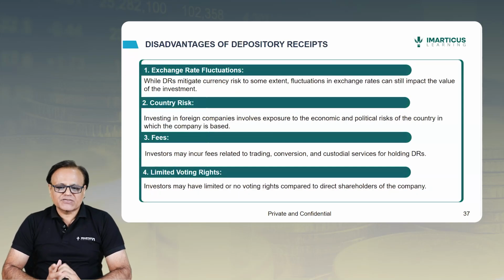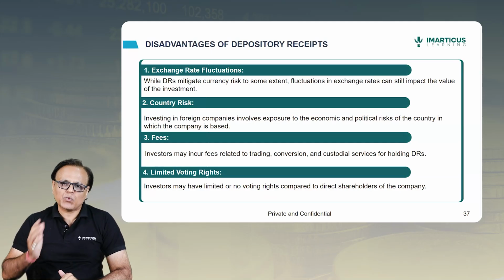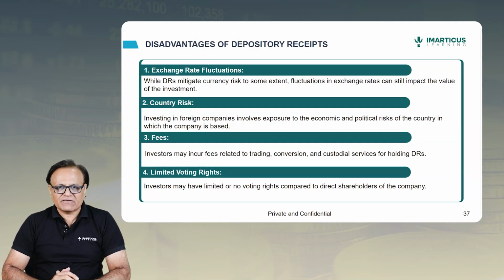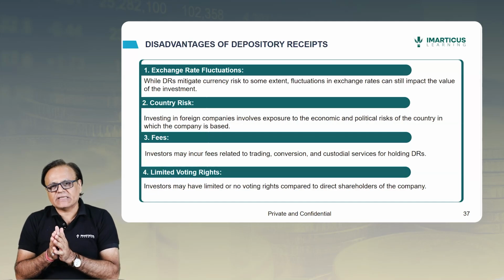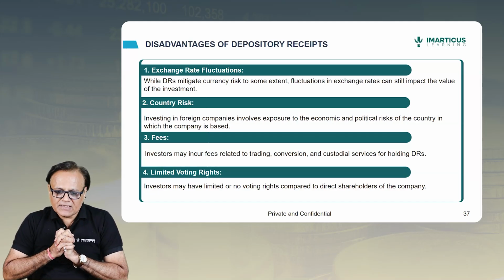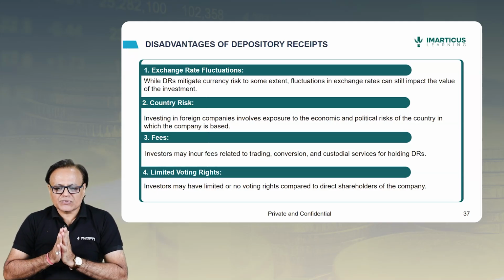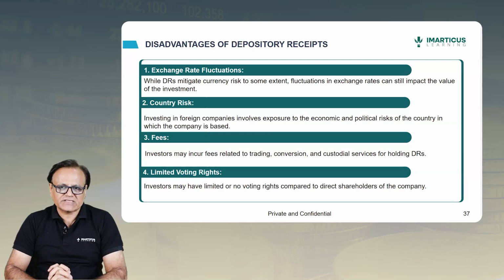Now let's look at the disadvantages of DRs. First and foremost is the exchange rate fluctuations. Given the fact that the company is issuing the shares in one currency and it's being traded in another currency, there will obviously be exchange risk. There will be fluctuations irrespective of the fact that the company is performing consistently. So there are mechanisms to mitigate the exchange risk, but this definitely poses a risk to the investors who have invested in DRs.